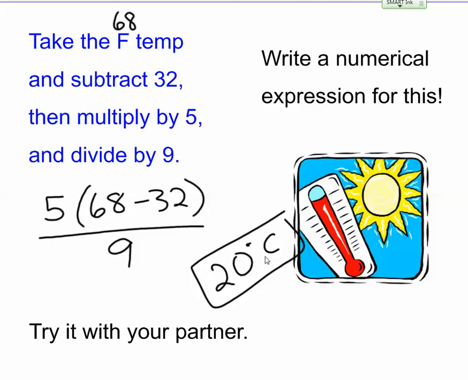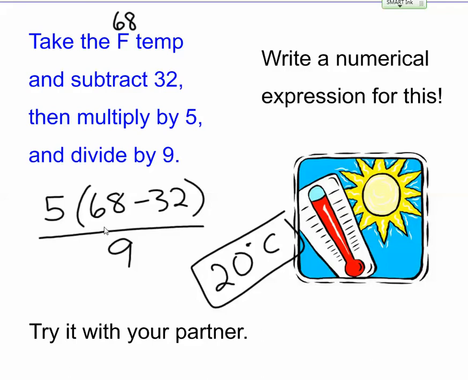How do I get to 20 degrees? Well, the words say to take the Fahrenheit temperature, 68, subtract 32, and I do that first, so I must put it in brackets. Then I'm going to multiply all that by 5. Remember, to show multiplication with something with brackets, I have 5 groups of this. So the 5 goes out in front, and then I'm going to divide the entire thing by 9.